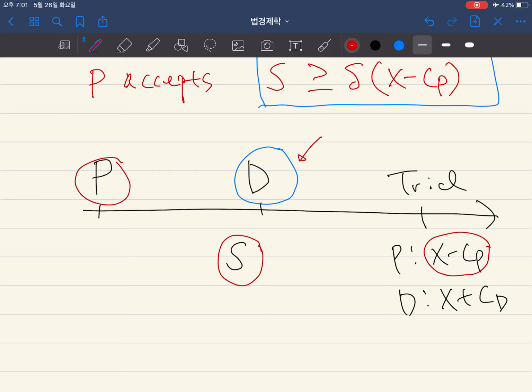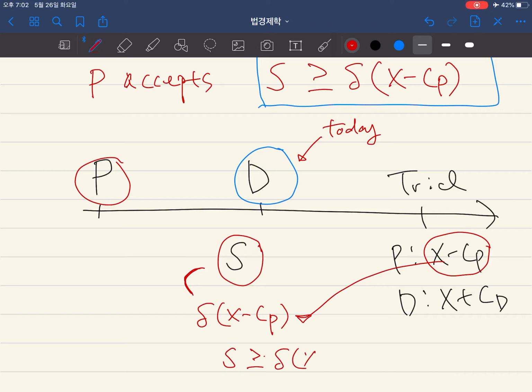Remember, this is today. So when tomorrow comes, tomorrow becomes today. Defendant makes settlement offer S dollars, and plaintiff compares S today and X minus CP tomorrow. To do this, plaintiff is going to calculate present value. He's going to compare these two, and he will accept as long as S is bigger than or equal to this expression.